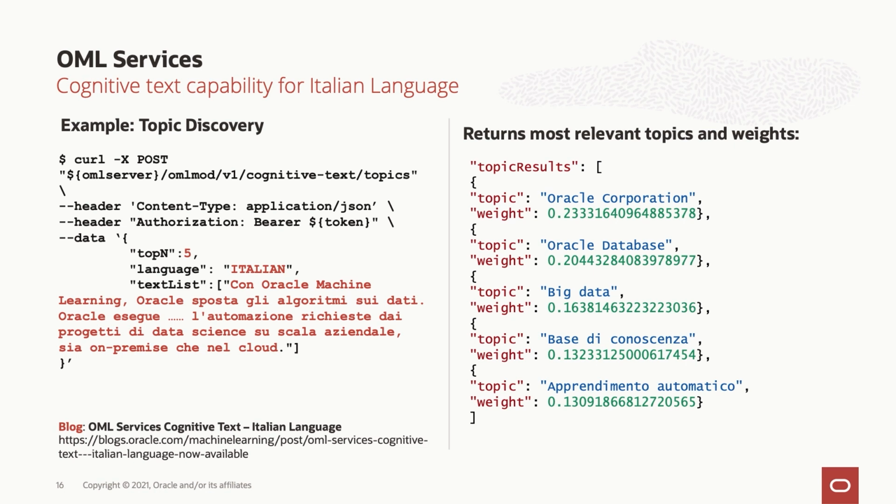This example is for topic discovery using the Oracle Machine Learning mission statement in Italian. The most relevant topics and their weights are returned. There's a blog here. You can check out the blog for the full example.